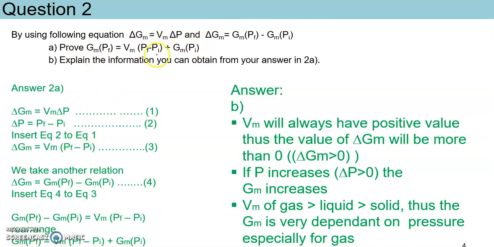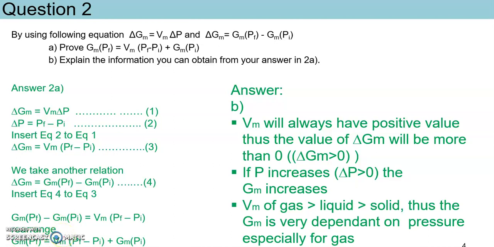how to get this equation, and next the question asks us to explain all the information that we can obtain from our answer to A. So from our equation, if we look at the equation, we can state that molar volume will always have positive value, because volume cannot be negative. So if we have positive value here, try to substitute any number here.